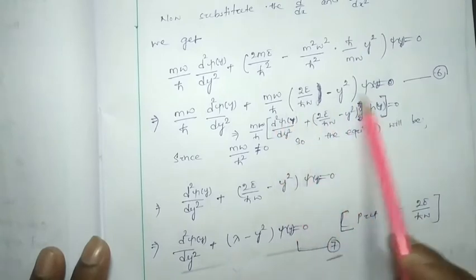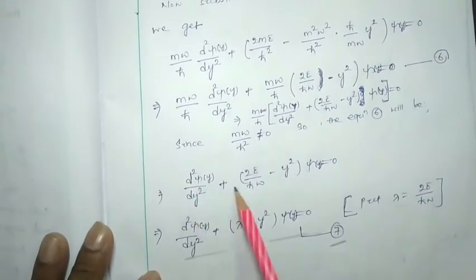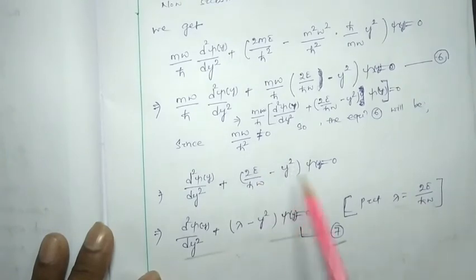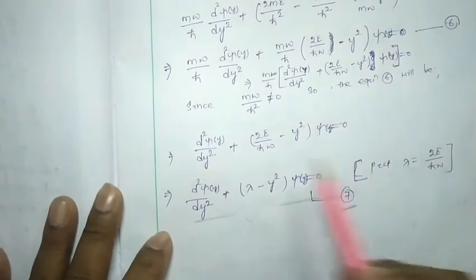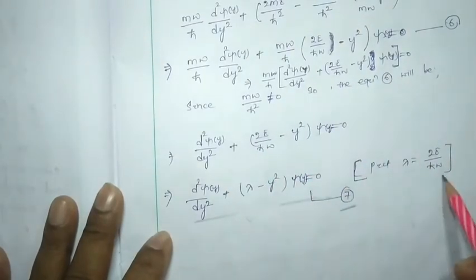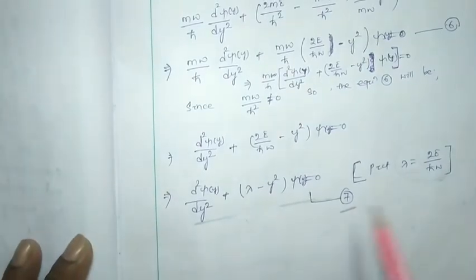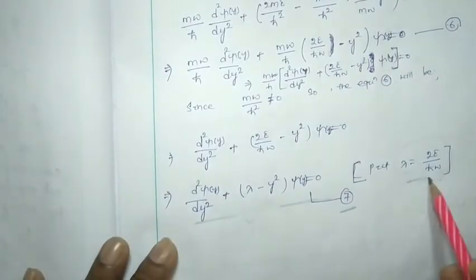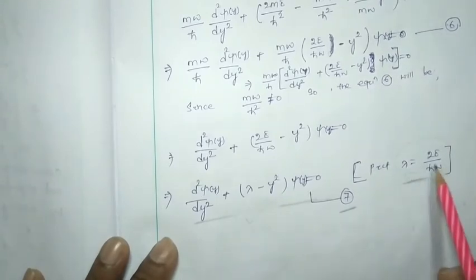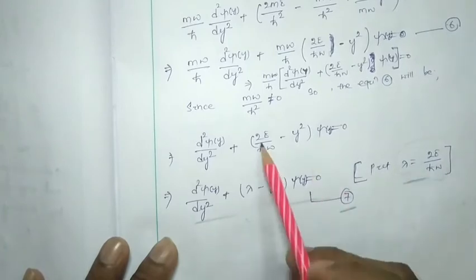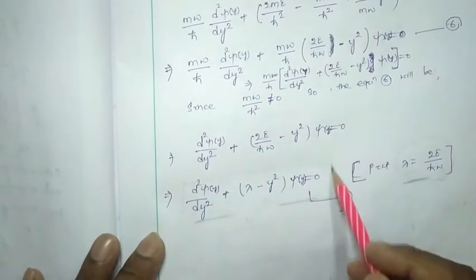So now, if this is not 0, how is this equation going to be satisfied? This bracket term has to be 0. So d square psi y by dy square plus (2E by h cross omega minus y square) psi y is equal to 0. And let us consider lambda as 2E by h cross omega. You just remember this term. This will be required in our preceding discussions. So instead of 2E by h cross omega we put lambda, and this will be equation number 7.